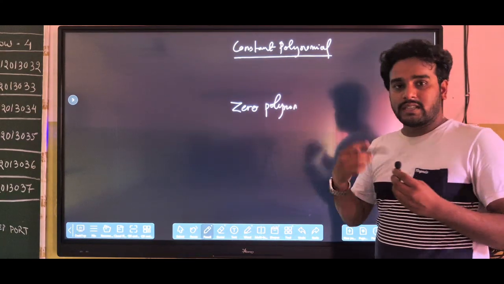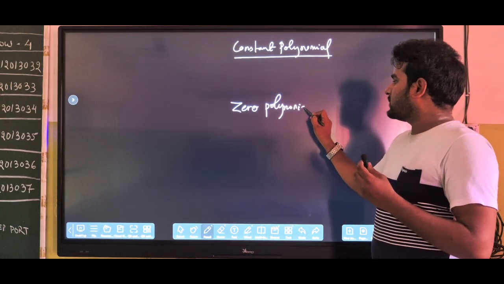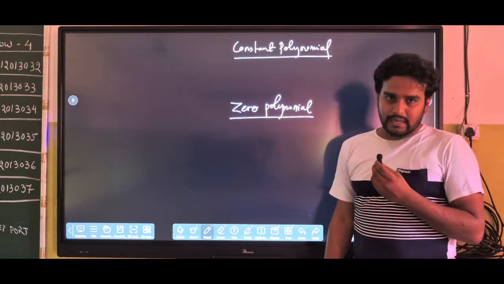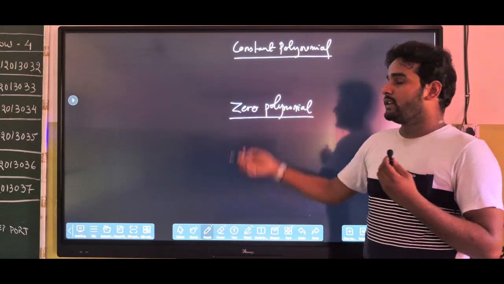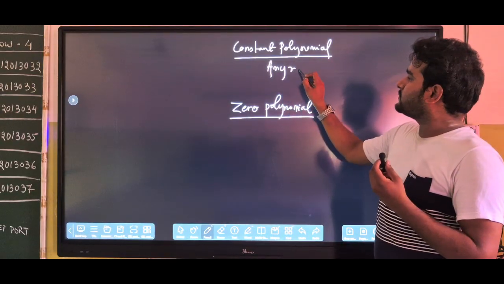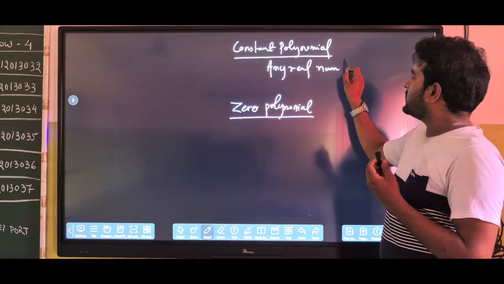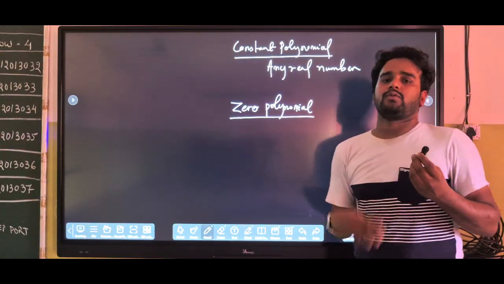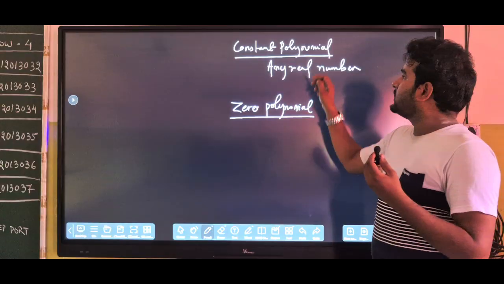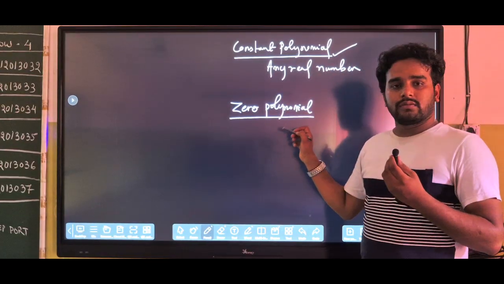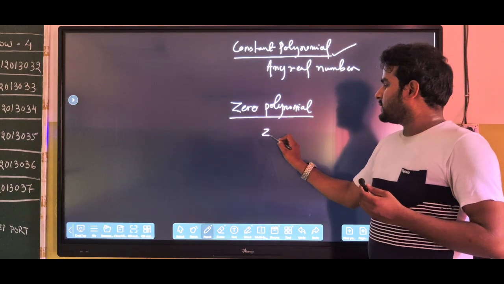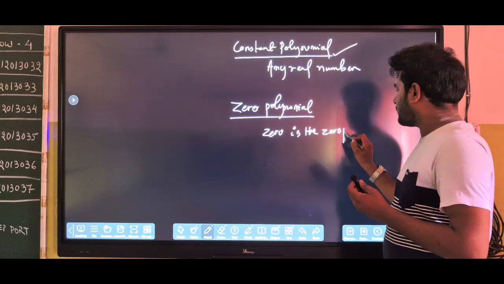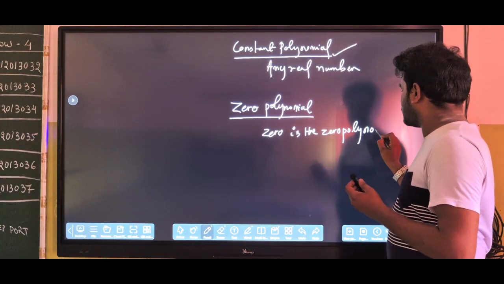I am just revising the previous part so that it will be better to understand the class 10 polynomial concept. Constant polynomial: any constant is a constant polynomial. Any constant means any real number. Any number that comes into your mind, half, 5, minus 3, 1 by 7, minus 1 by 4, root 2, root 5, root 7, all are constants. So these are constant polynomials. Zero has a special name, that is, zero is the zero polynomial.